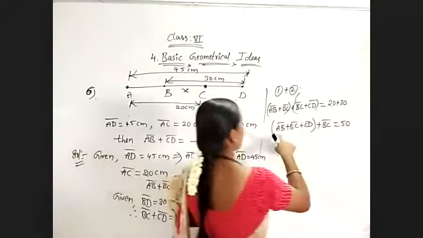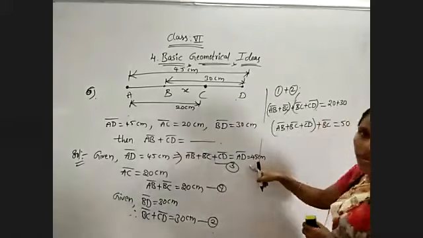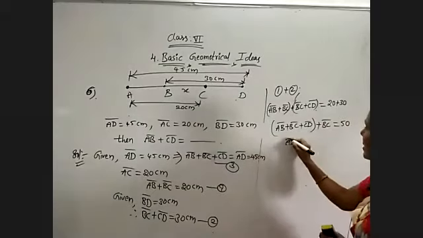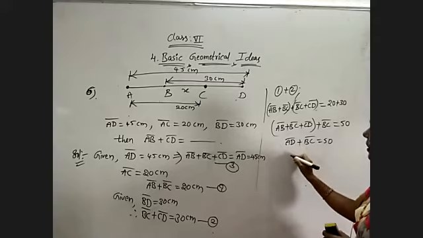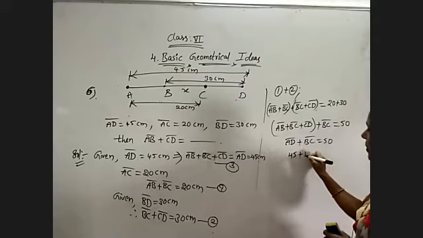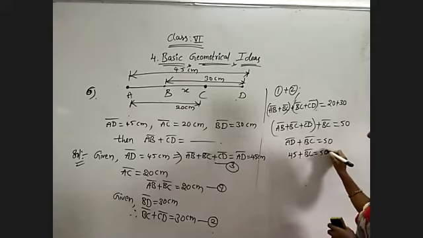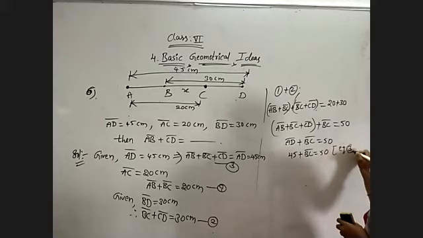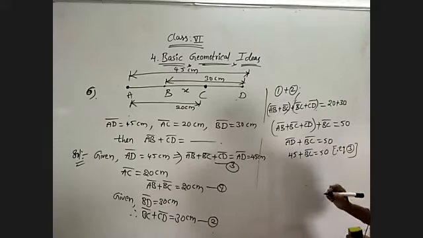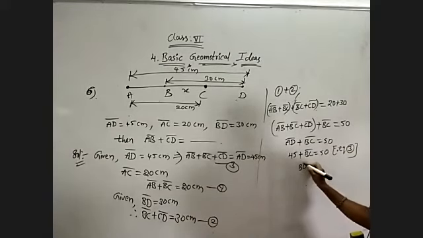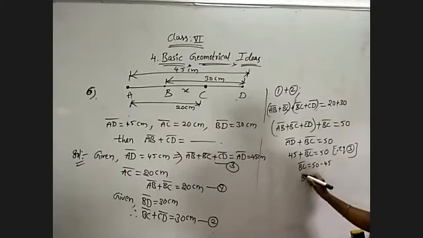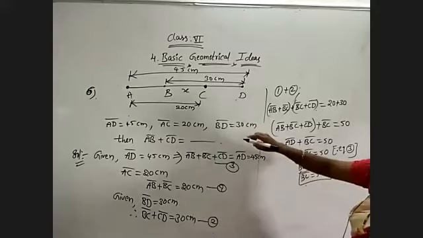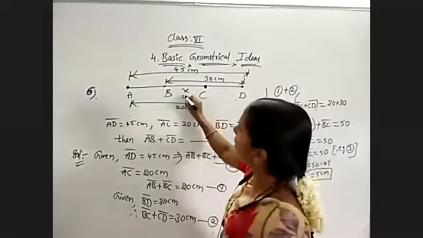Okay. So AB plus BC plus CD is equal to AD. AD plus BC equal to 50. Now AD value is 45 centimeters plus BC is equal to 50, since from equation 3. Now BC length will be equal to 50 minus 45. So BC is equal to 5 centimeters.